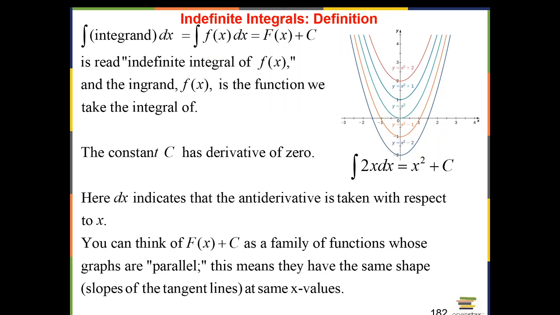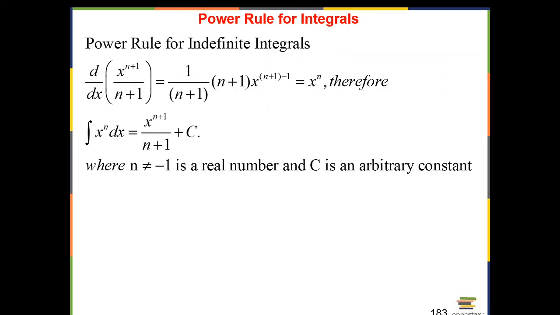Okay, so the power rule for the indefinite integral. Power rule, I just talked about that. If you take the derivative of this, you're going to end up with x to n. So that means the antiderivative of this is x to n plus 1 over n plus 1 plus c, right?